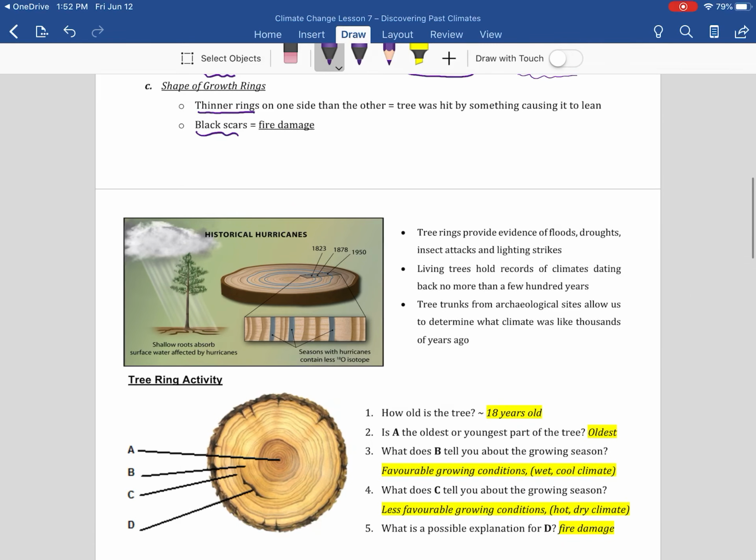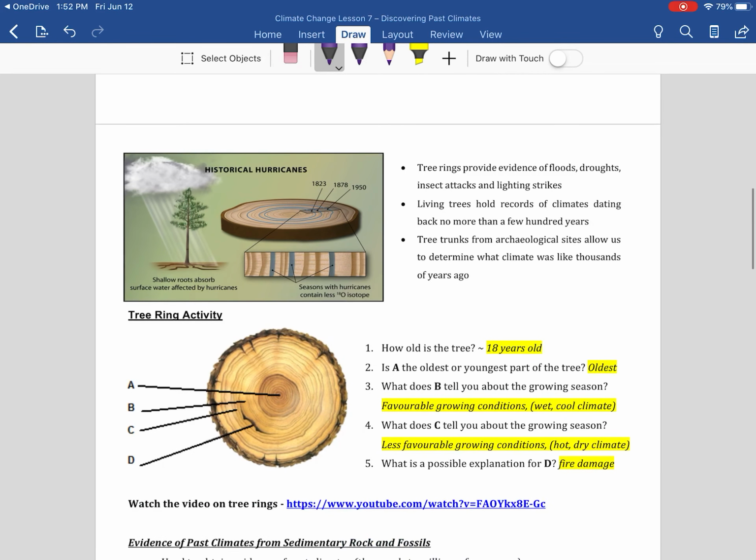Why we actually take a look at tree rings is because they give us evidence, right? A lot of times trees have been around for a lot longer than we have. So they show us wet times, dry times, what else is happening, whether there was lightning or attacks by insects, that kind of thing.